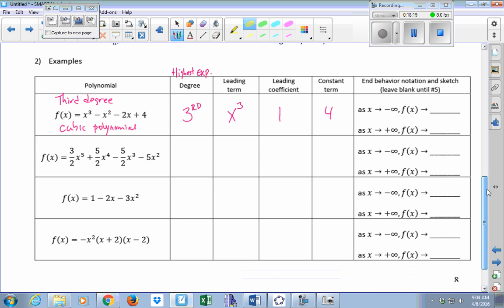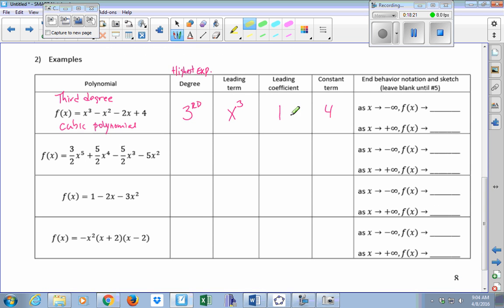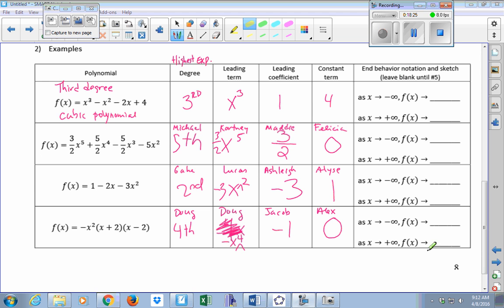At your seats, I want you to fill in the rest of this chart, and then we'll go on to the rest of the demo. So what kind of form is this last polynomial in? Factored form, right? So this is in factored form.